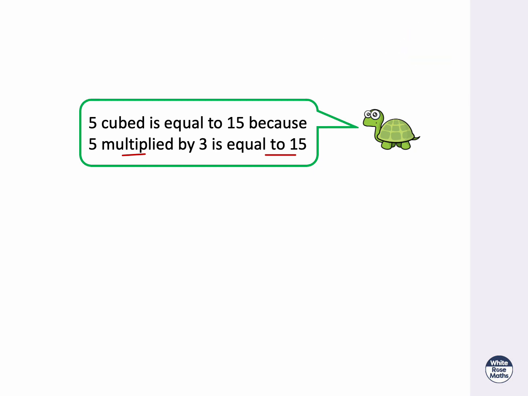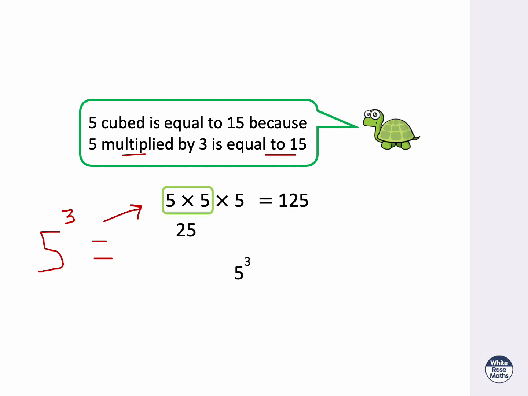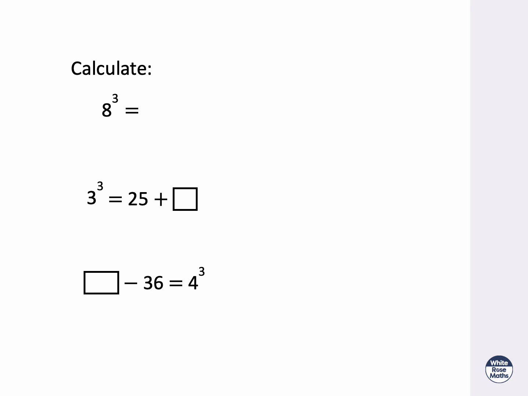Okay, so 5 cubed, remember, 5 to the power of 3, means 5 times 5 times 5. It doesn't mean 5 times 3, so please, that's a very common misconception. 5 to the power of 3, or 5 cubed, we say, is 5 times 5 times 5, which is 125. Okay, there we go. The next part, calculate 8 cubed.